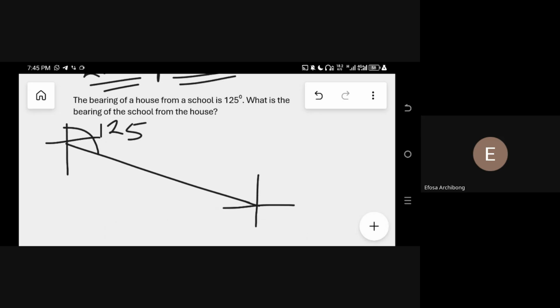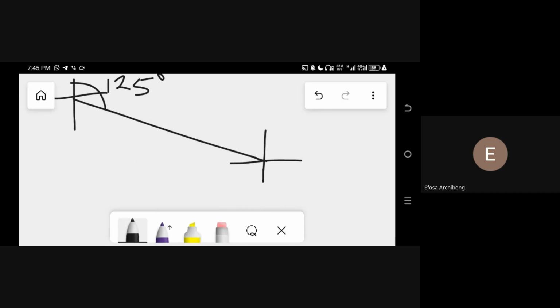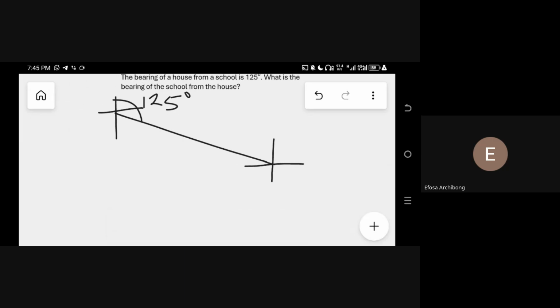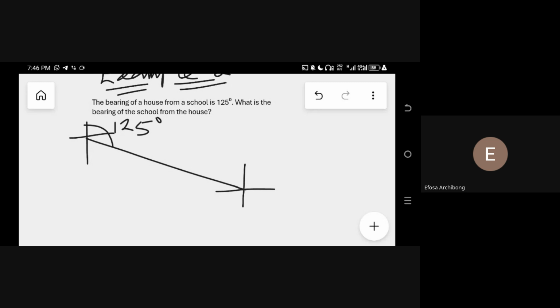Now, if we have this as 125 degrees drawn from the second quadrant, the first step is to identify which of these two points is the house and which one is the school. Remember what we said the first time: if you are to identify which is the house and which is the school, go back to the question.